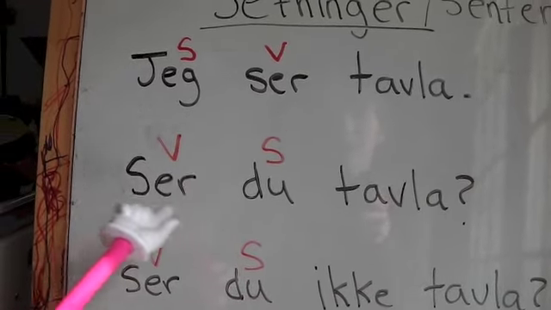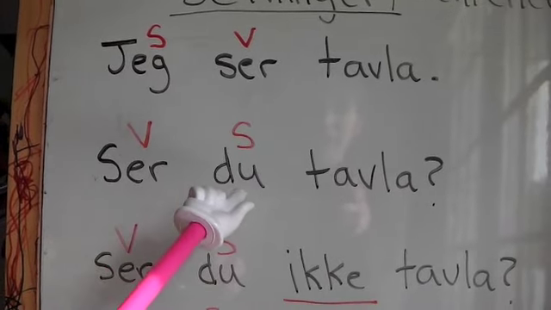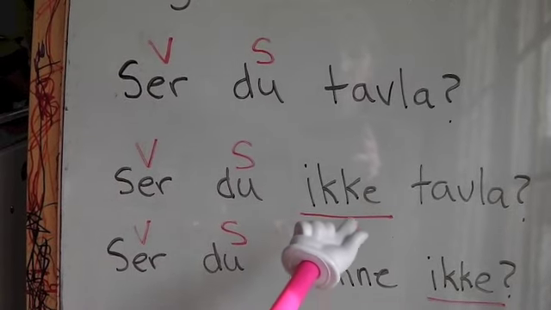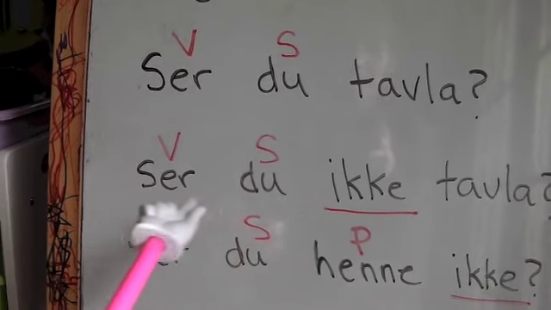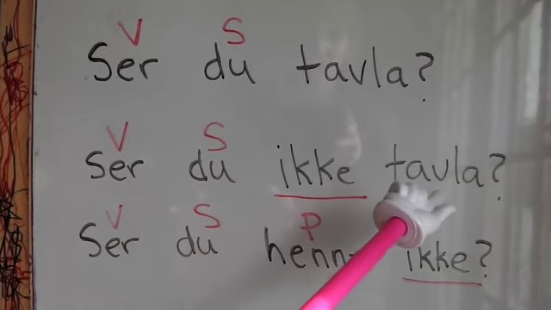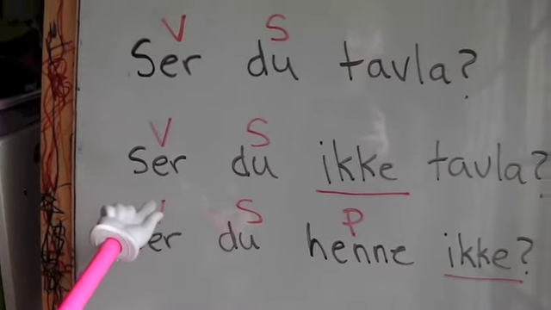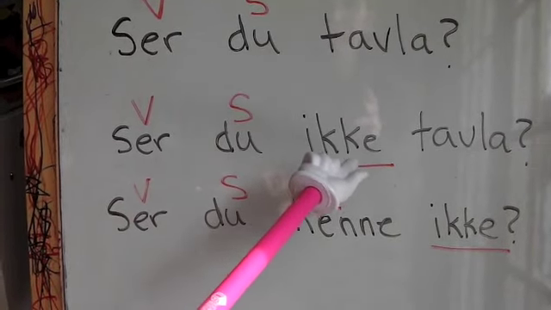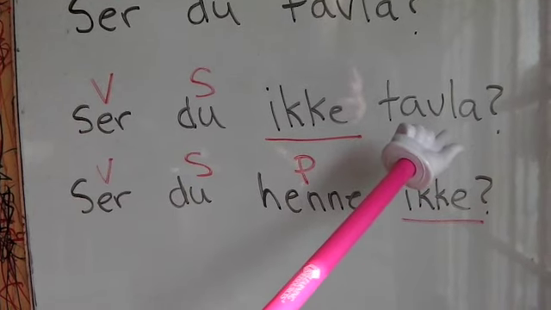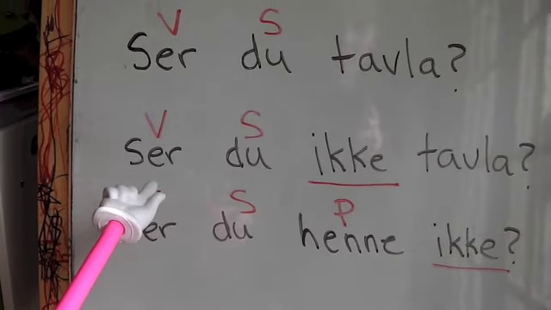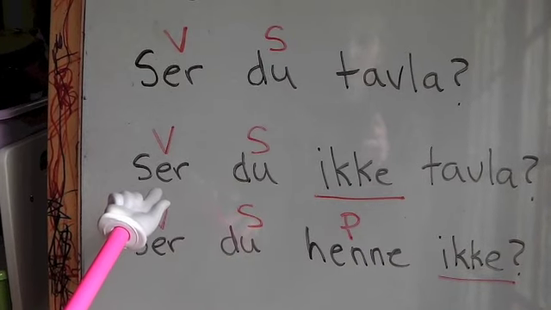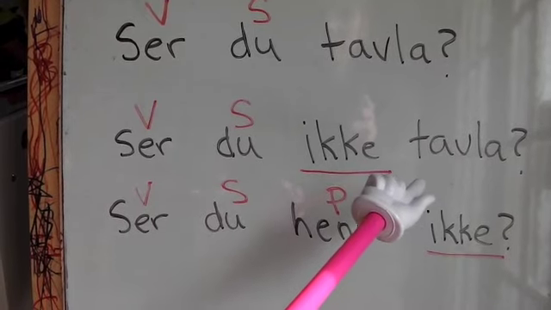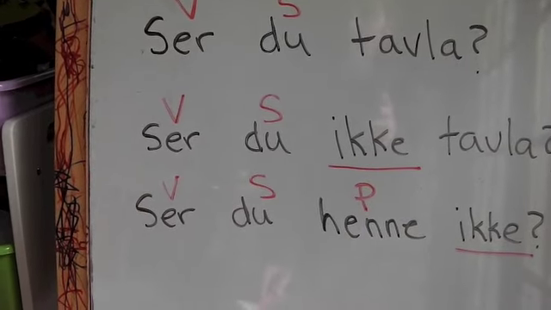So here I have the verb in front, and then I have my subject, and then I have the rest of my sentence. And if I want to put the word ikke in there, ser du ikke tavla? The verb is in front, the subject is next, and then I put the word ikke, and then the rest of the sentence. So if I was to translate this, it means see you not the board, which in good English would be, don't you see the board?